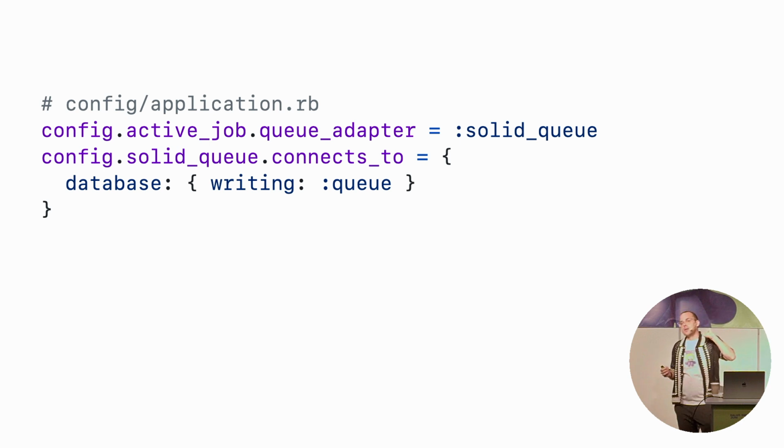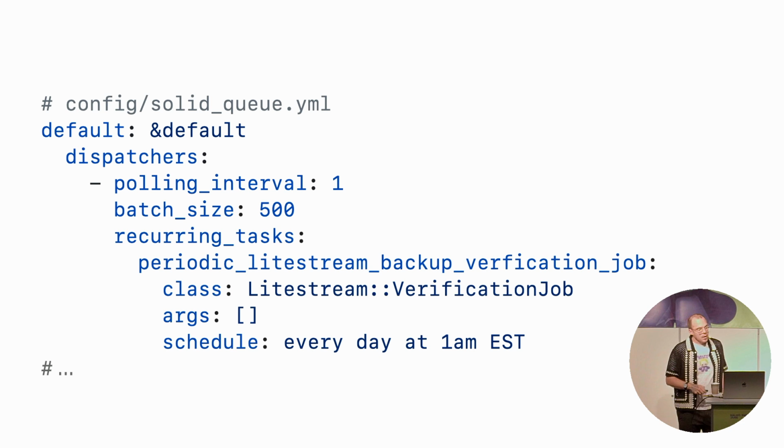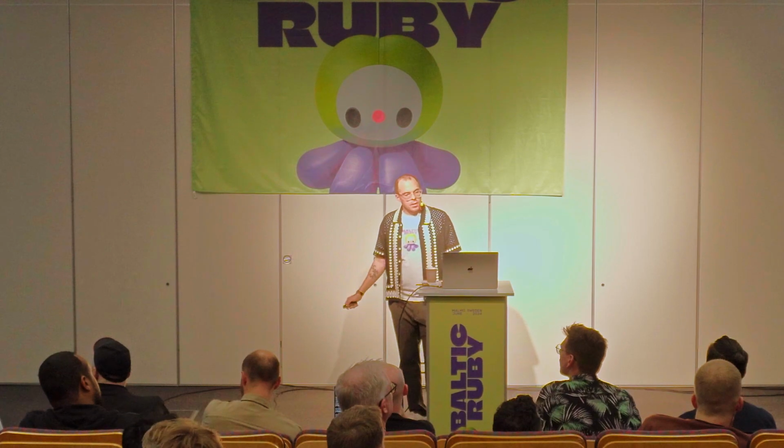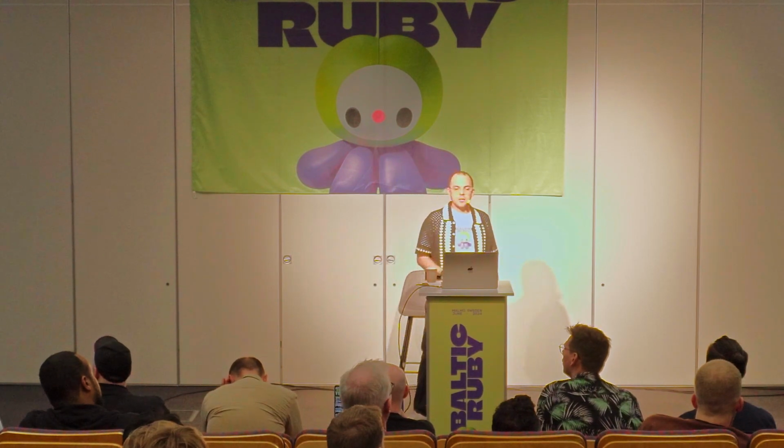You set up the database. You make sure you get that database in your YAML file. You get that database migrated. Then you configure the Ruby code to talk to it. SolidQ comes with its own configuration file in YAML. This is where it lives and roughly what it looks like. Here's an example of running a recurring job. And we'll actually see that job in just a bit, what it would look like to verify our Litestream backups in a recurring manner. And that's all you need to know about SolidQ.